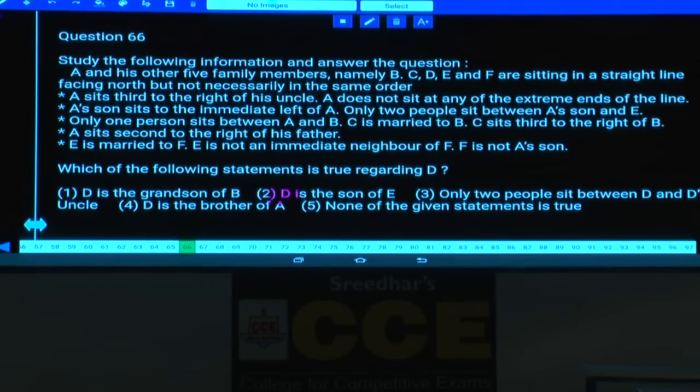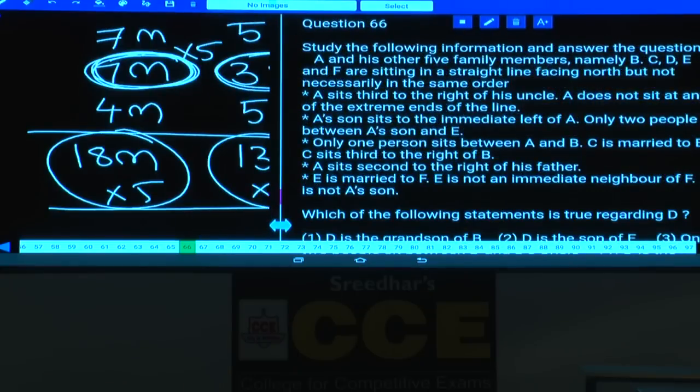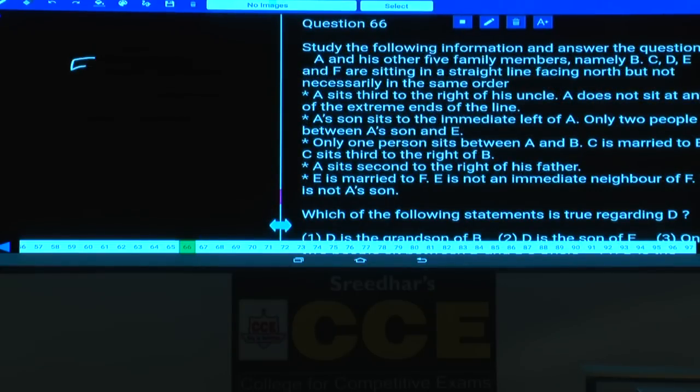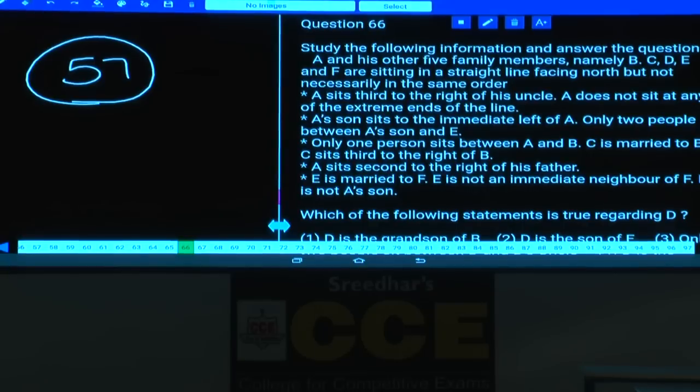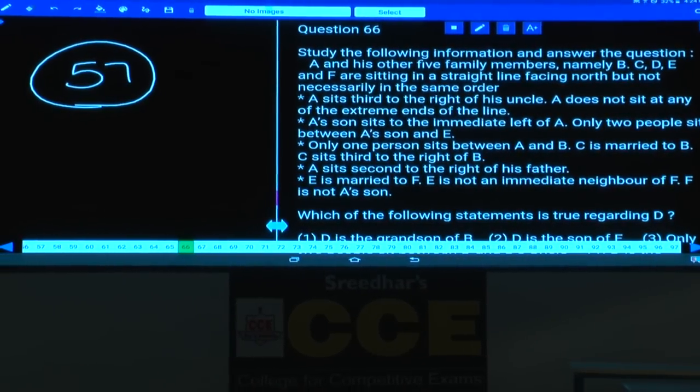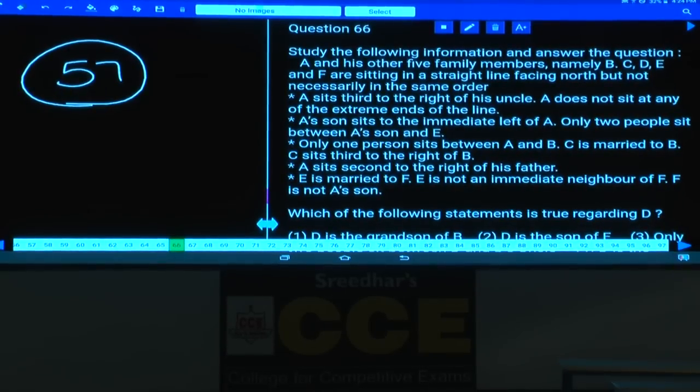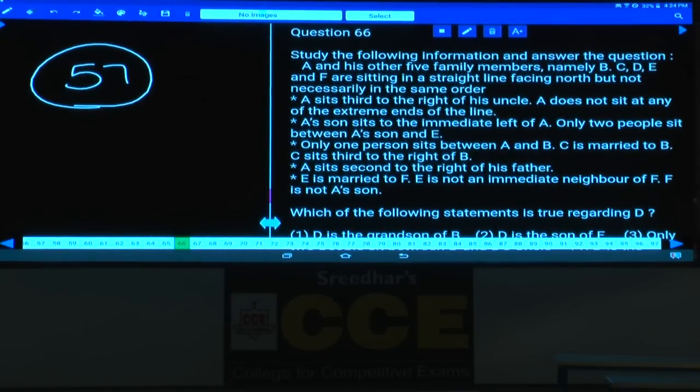Paper number 57. Question number 66 to 70. Now in this question number 66 to 70, what is the information here?